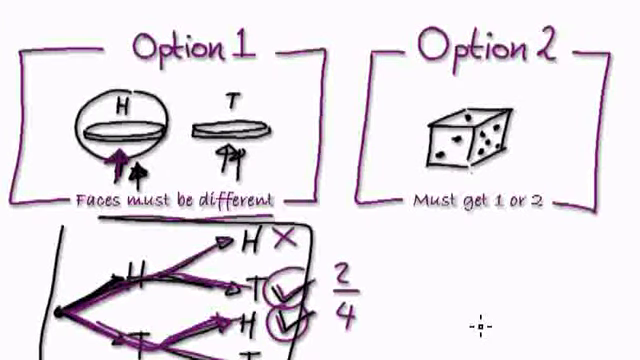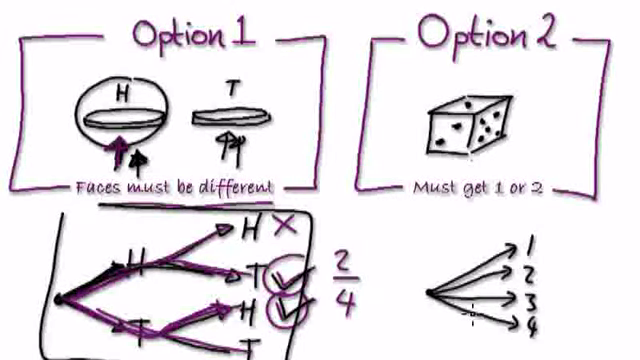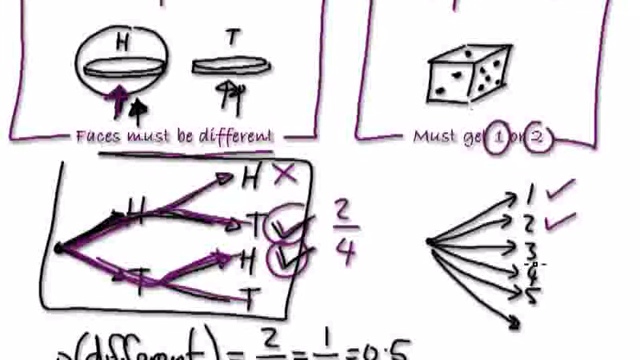Draw a map of all the possible things that could happen with option 2. Well, option 2, let's say you start here. You could get a 1, a 2, a 3, a 4, a 5, or a 6. Really, the 1 and 2 are good outcomes, because remember, you've got to get a 1 or a 2. The others are not good outcomes.